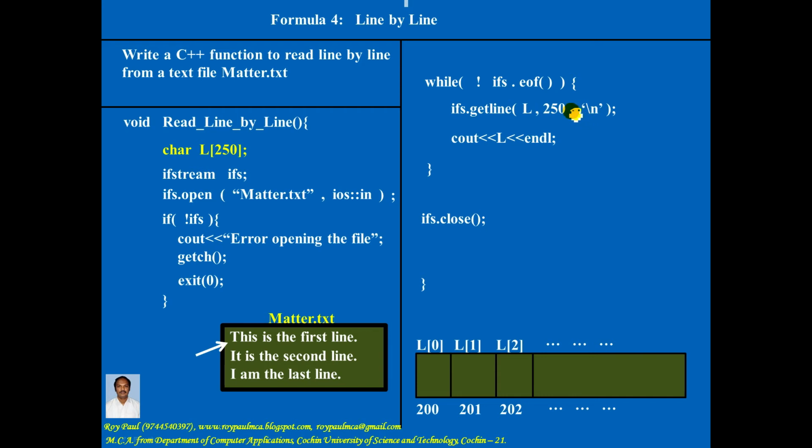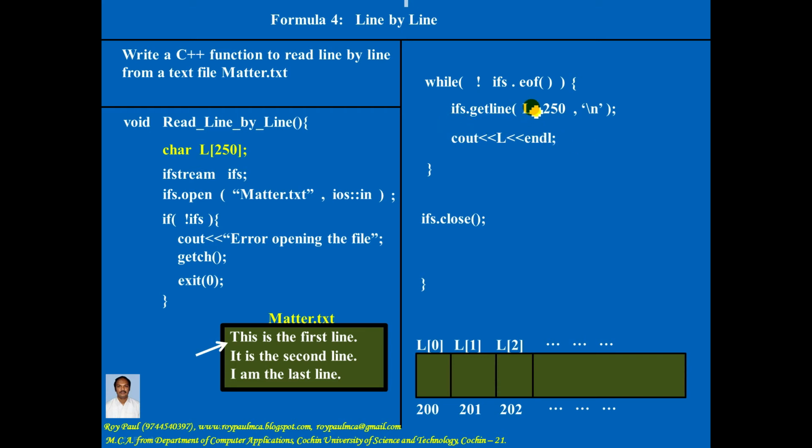If you don't put this comma, if you don't write the delimiter character, by default it is the new line character. So if you want to make the delimiter character full stop, here use full stop. If you want to make the delimiter character end of the file, here write capital EOF. So getLine is a public member function of the ifstream class, so it should be called using this object, ifs.getLine.